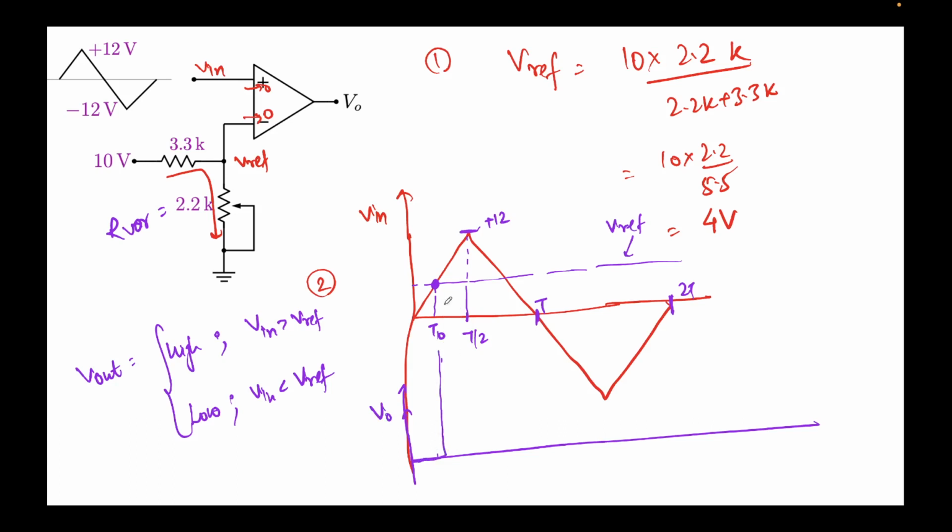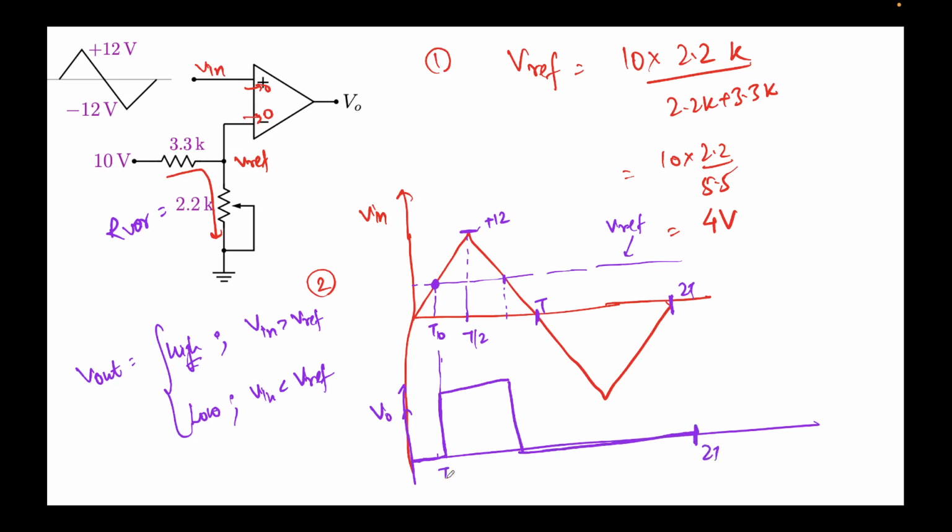V out is 0. Then during this time between t naught and t by 2, Vin is greater than Vref, so we'll have V output high. So V output will jump here to high. It will remain high until this point, right? Until this point it will remain high, and then it will go low, and then it will remain low until time 2t.